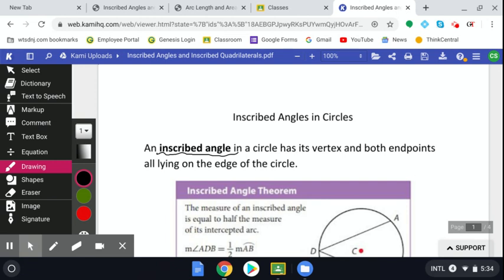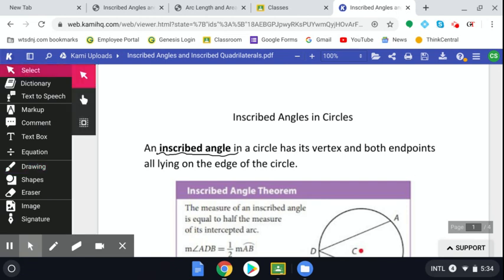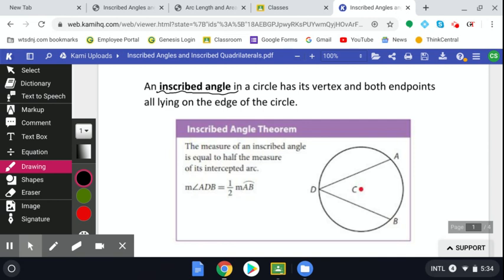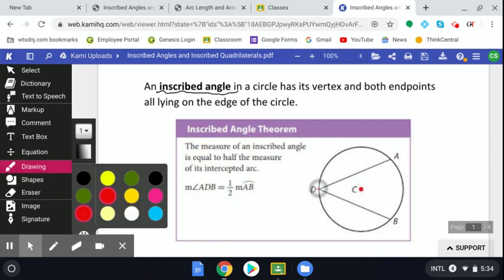Okay, so an inscribed angle in a circle has its vertex and both endpoints on the edge of the circle. So if you look at the picture here, it's a little easier to understand. This is the vertex of the angle. These are the two sides of the angle. So this is the vertex. This is the inscribed angle.